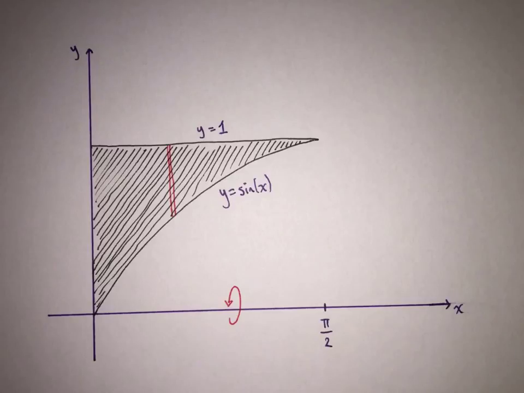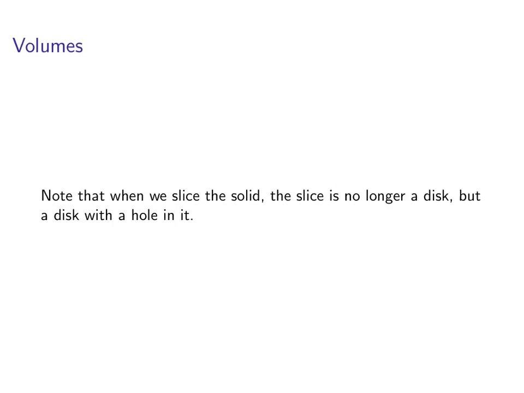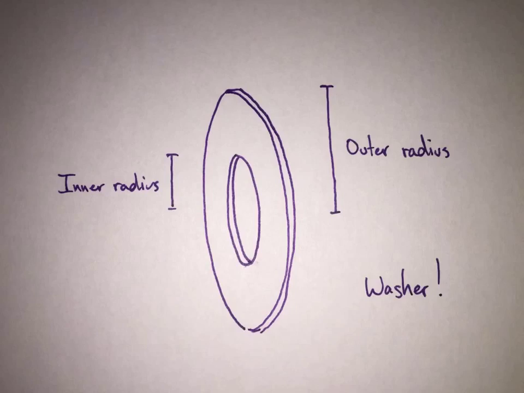So there's y equals sine x, y equals 1, and the y-axis bounding this region. We're going to revolve this about the x-axis. Notice that I've sliced it. That slice is going to get revolved. But this time when we slice the solid, that slice is not a disk anymore. It's a disk with a hole in it. It looks like this.